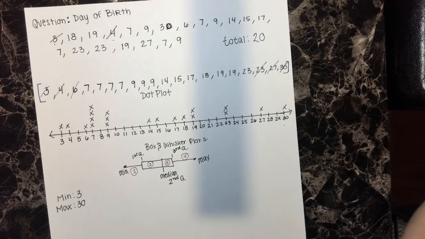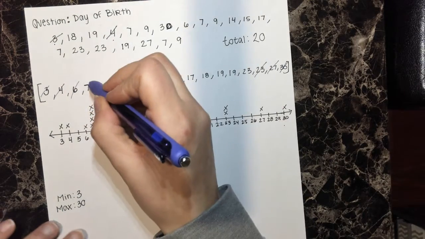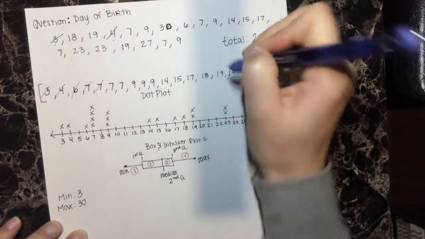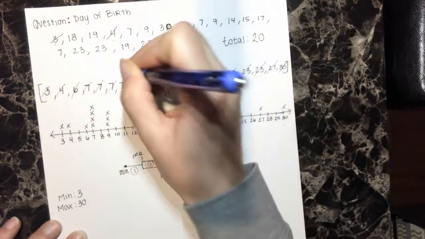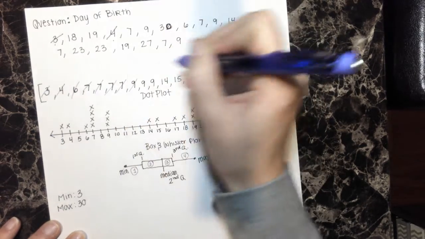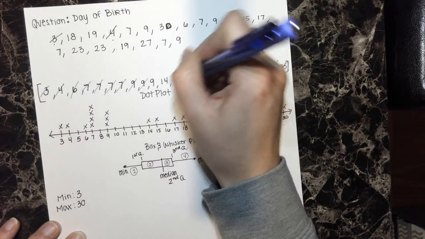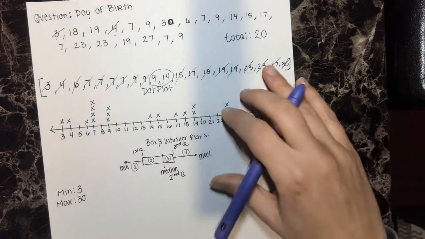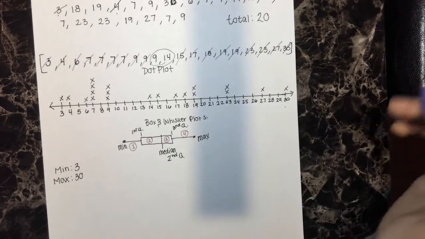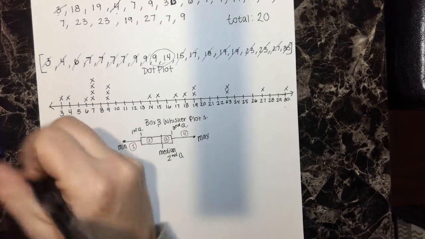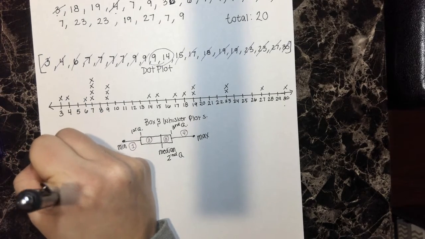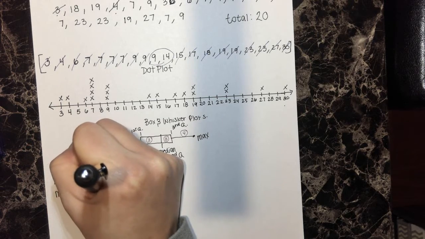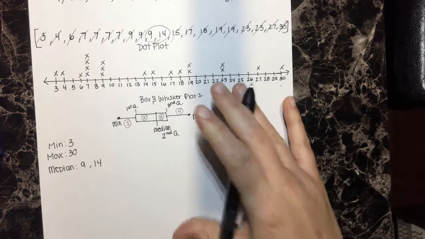Alright, hopefully you found your median. If you did not, we're going to keep going together. Cross one, left, right, left, right, left, right. You are stuck with 2 numbers. This is where it gets a little trickier when you have 2 numbers to find your median. Our median is 9 and 14.